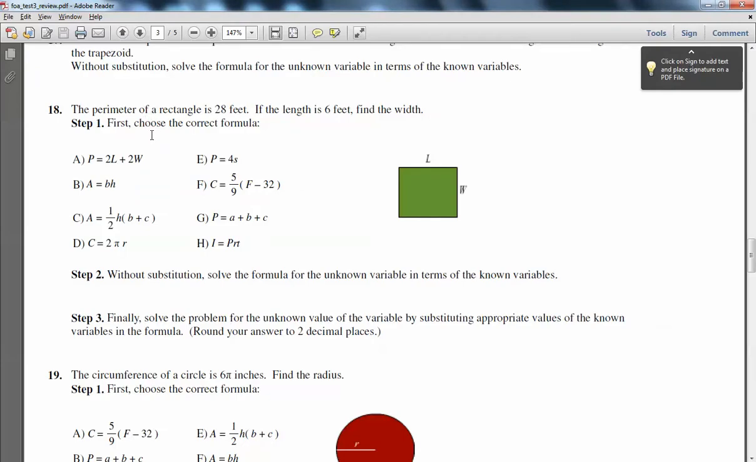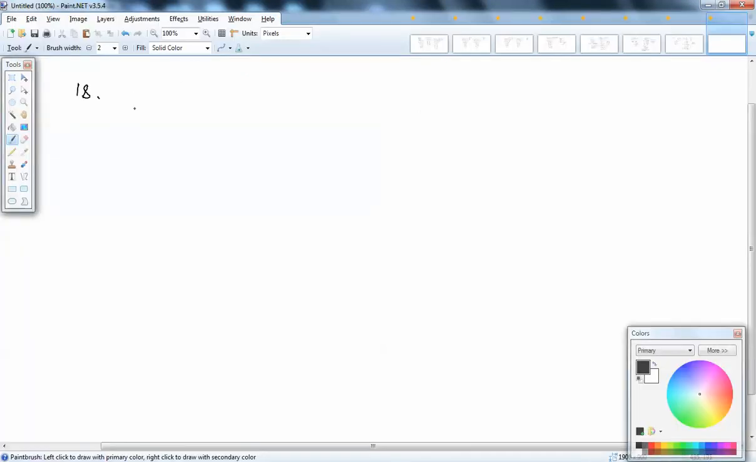Okay, it says the perimeter of a rectangle is 28 feet. If the length is 6 feet, find the width. First choose the correct formula. Well, the perimeter is the distance around. And so we got L here, W here, W here. So our formula is P is equal to 2L plus 2W.